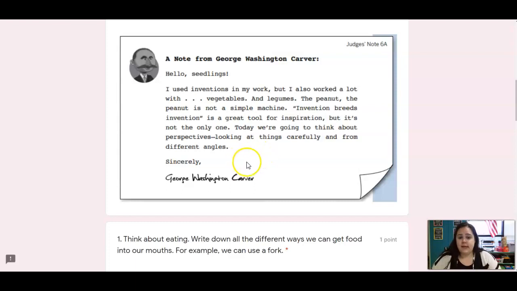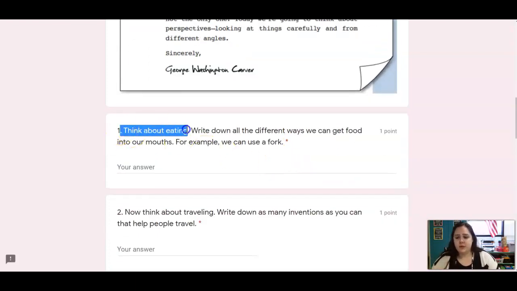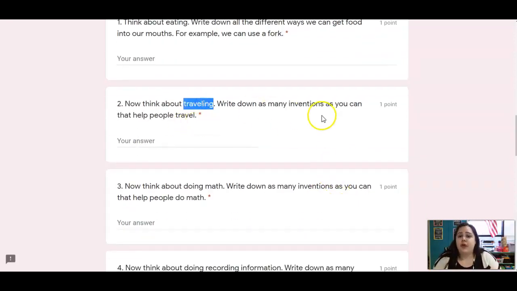Okay, so your task today is to think about things from different perspectives. So first we're going to think about eating. Think of all the different ways that we can get food into our mouths. So one example is we use a fork. So you're going to write down as many different ways as you can think of how we can get food into our mouth. One way is a fork. Think of more.